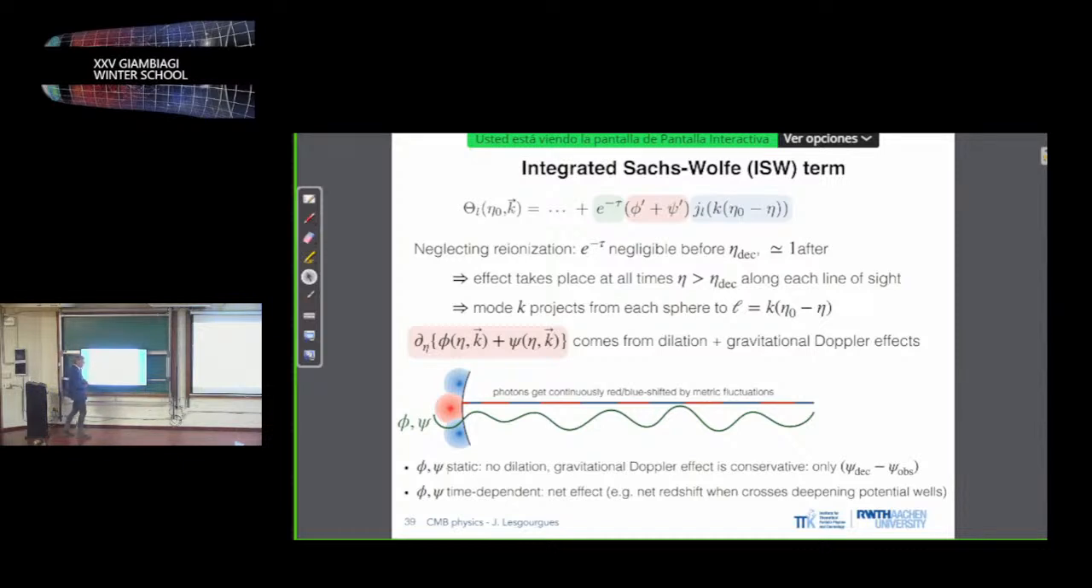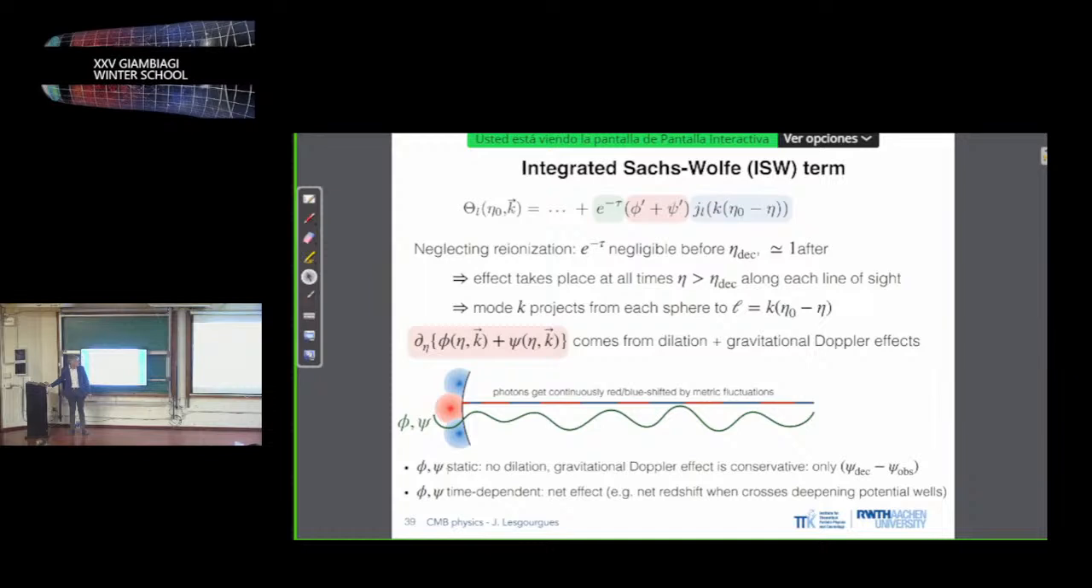Why? Suppose that the photon crosses a gravitational potential well late, at a time when this gravitational potential well, due to gravitational effect, is getting deeper and deeper with time. Then when the photon enters, it gains energy. But when it's time for the photon to exit, the potential well is deeper. So it will lose more energy by going out than it gains by getting in. And so there is a net effect that is captured by the integral.